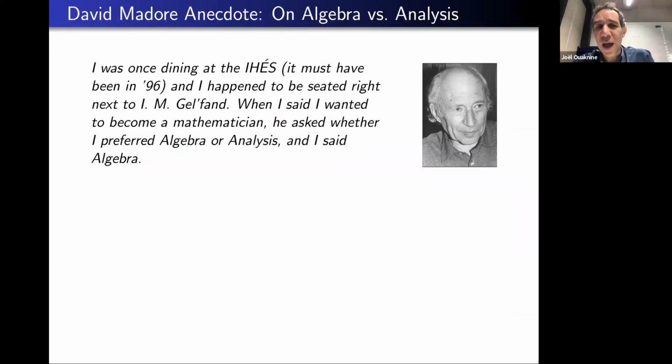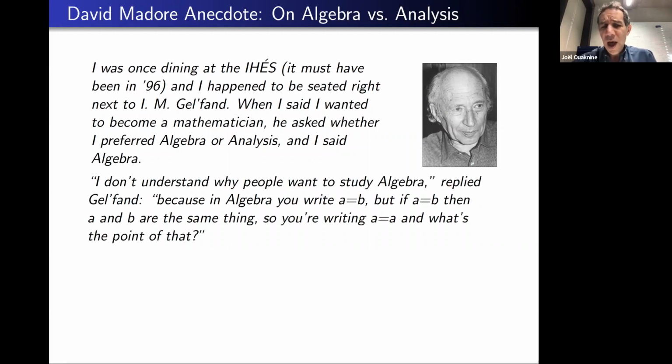There's an interesting anecdote by the French mathematician David Madore on algebra versus analysis. He writes, "I was once dining at the IHES, it must have been in '96, and I happened to be seated right next to I.M. Gelfand, who is depicted here. When I said I wanted to become a mathematician, he asked whether I preferred algebra or analysis, and I said algebra. 'I don't understand why people want to study algebra,' replied Gelfand, 'because in algebra, you write A equals B.